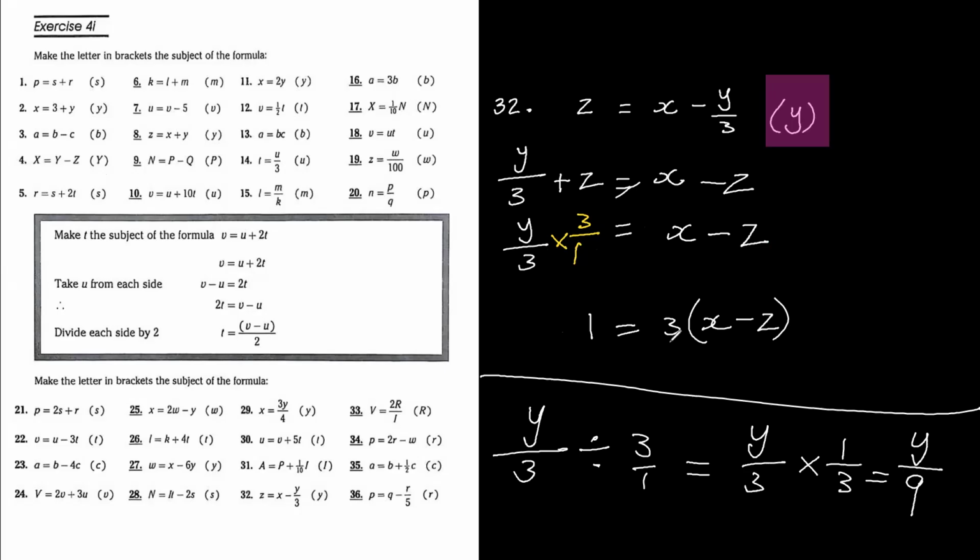But if I multiply by 3 on this side, I must multiply by 3 on this side. So I'm left with y, not 1. When we change the subject of the formula, we're supposed to be left with what we want to find, y. So it's 3 into 3, 1, 3 into 3, 1. We are left with y. Any questions?